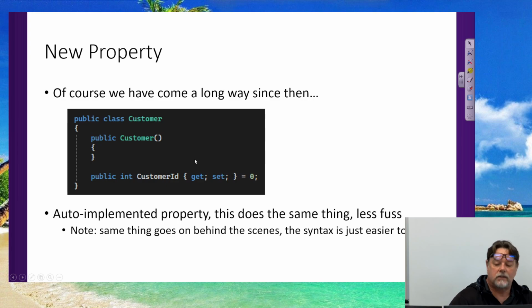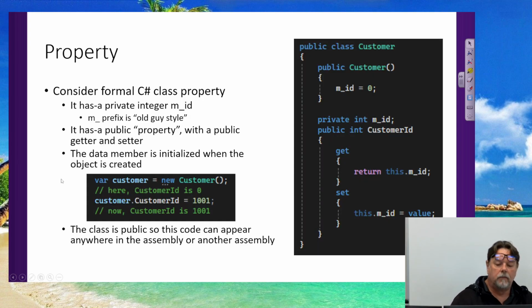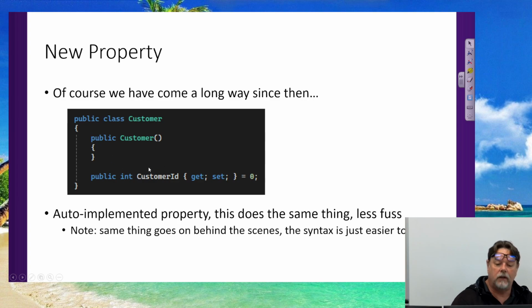And you do the exact same thing as here. And when you're using it, you still say customer equals new Customer, customer.CustomerID equals 1001. That's the same. It's just the implementation of it is so much simpler. It just goes down to this one line. So every property that you're going to implement in your class, you just do it like this and you're done.